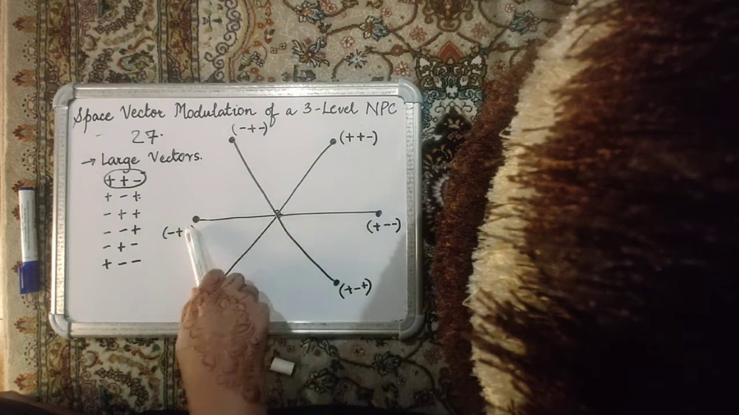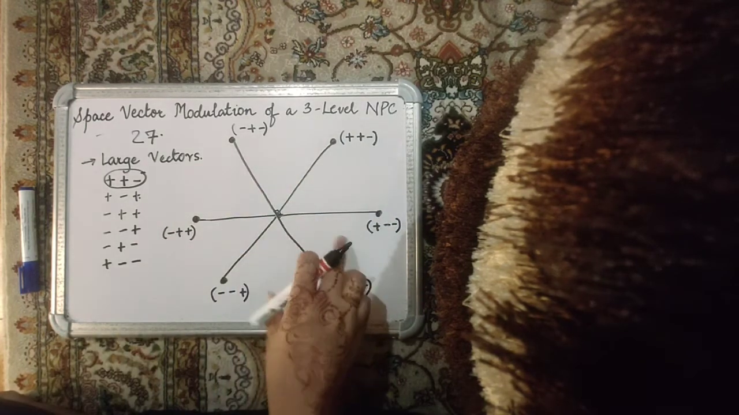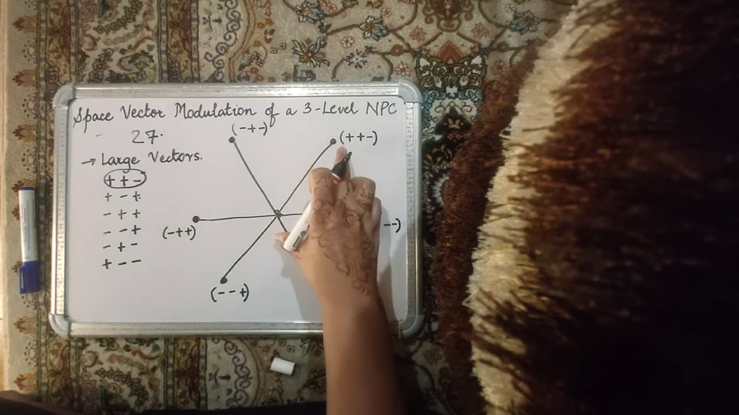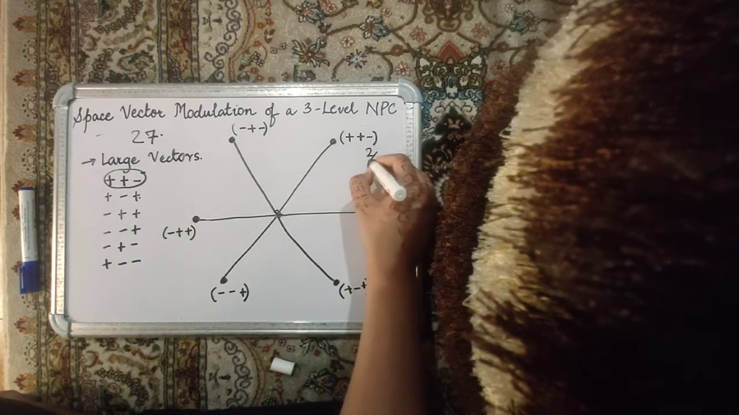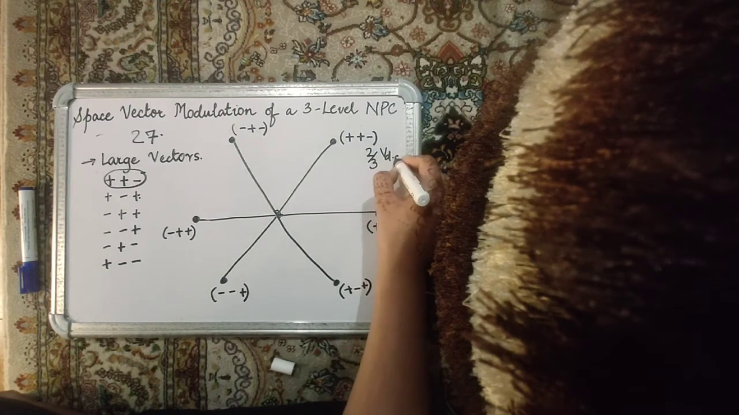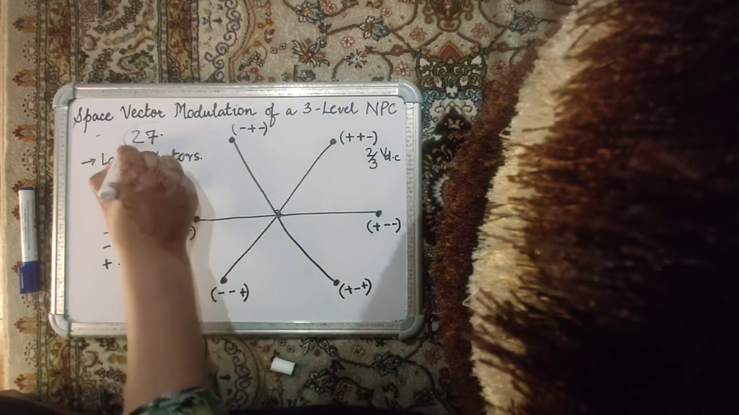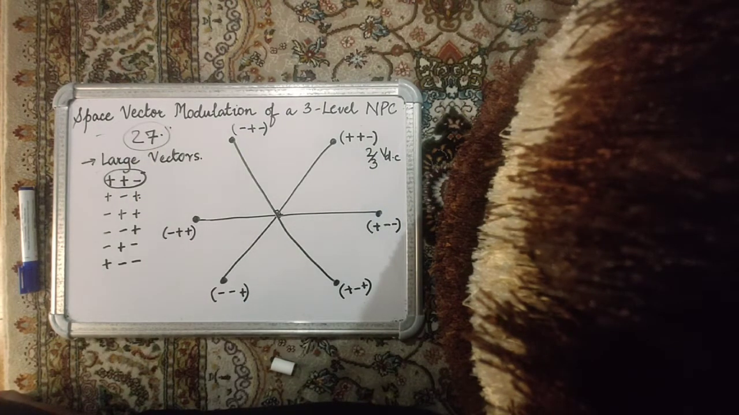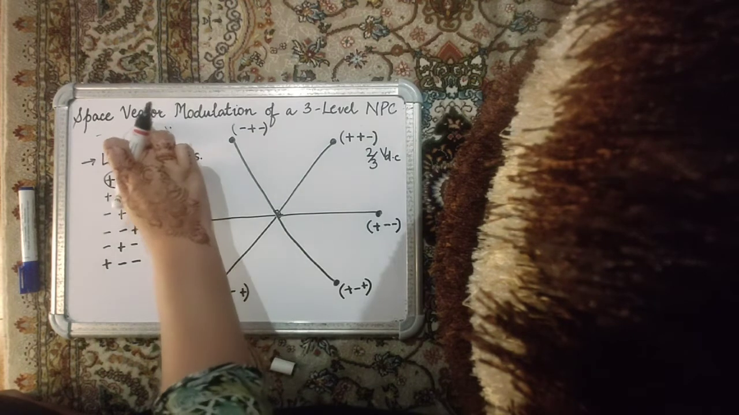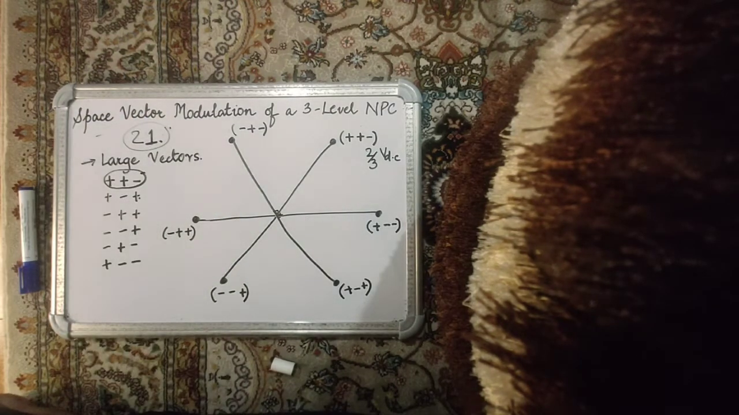These are complementary of each other, the ones that are opposite to each other. So these are the large vectors whose angle is different, but their maximum magnitude is 2 by 3 times VDC, which is the largest possible magnitude with a 3-level NPC. Now, apart from the large vectors, I told you there are a total of 27 states. We have still managed only 6 switching states. That means we are left with 21. Now that we are left with 21 states, we should move on to the next set of vectors, that is the medium vectors.